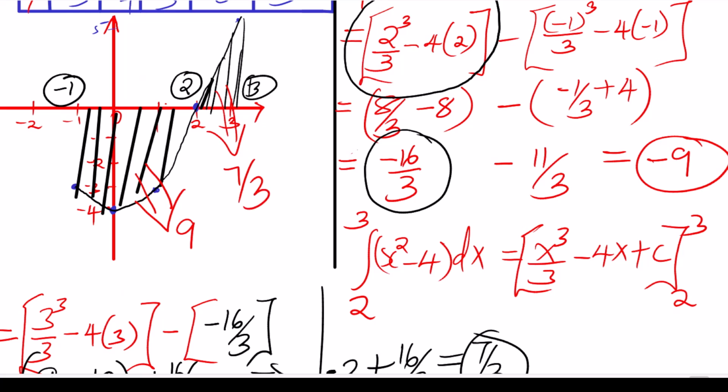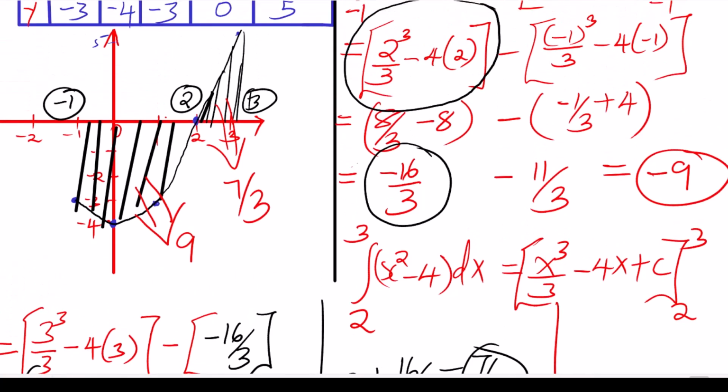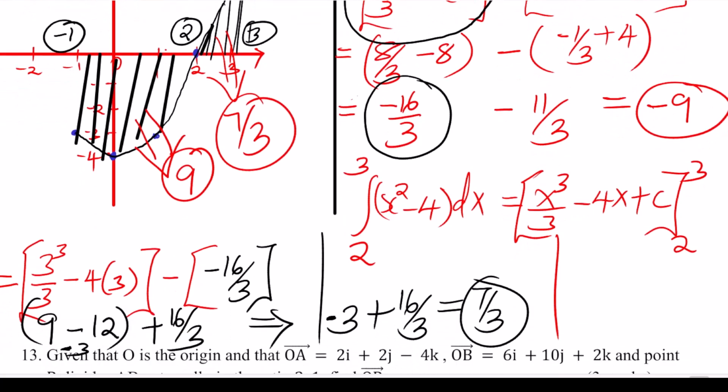So we now get the total area. The total area bounded by the curve, the x-axis and the lines from x equals -1 to x equals 3, we need to add 9 plus 7 over 3. Simply add 9 plus 7 over 3, and this will give 11 thirds square units.